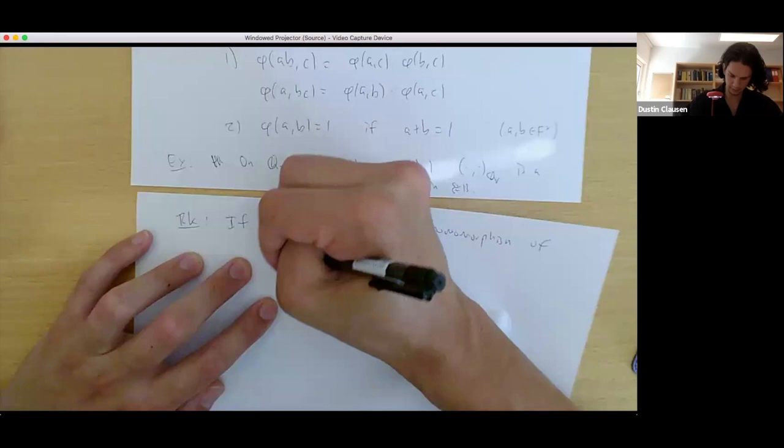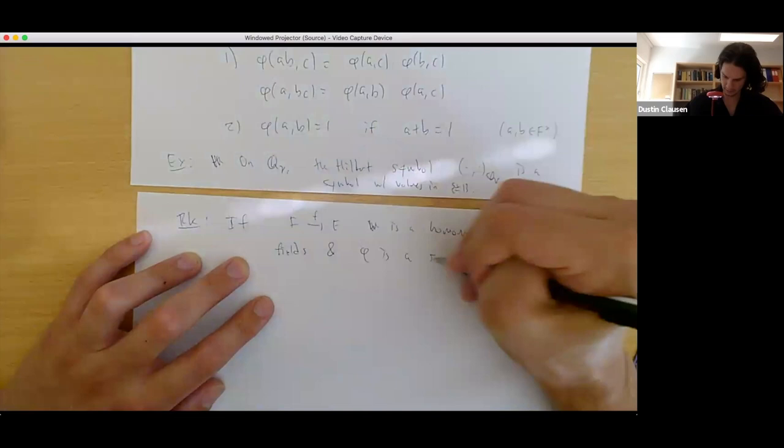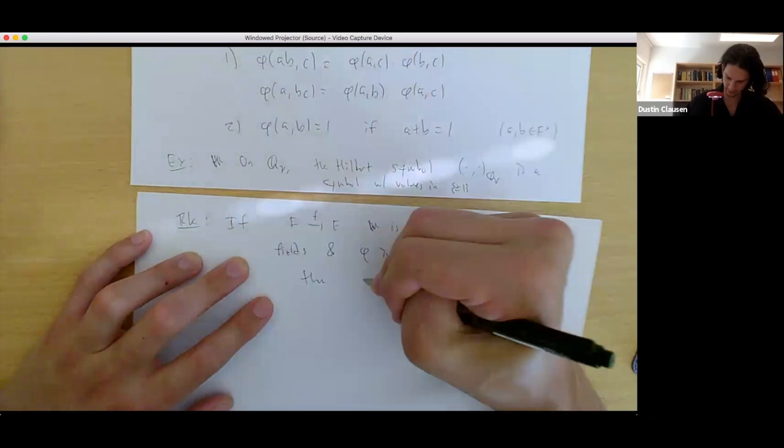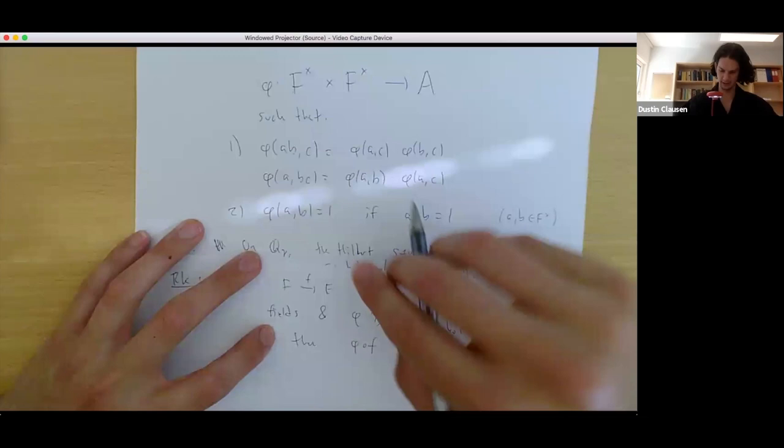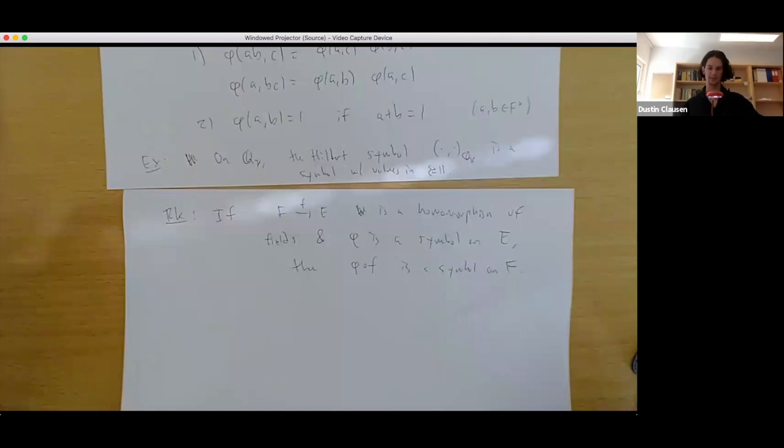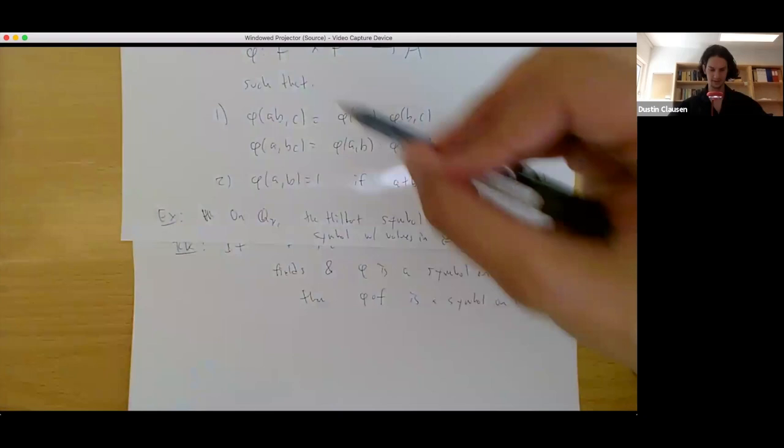Call this f, little f, and phi is a symbol on E, then phi composed with f, that is, f applied to each variable separately, is a symbol on f. And that's just because we only use addition and multiplication to phrase all these properties. And so it's a routine check to see that this holds.